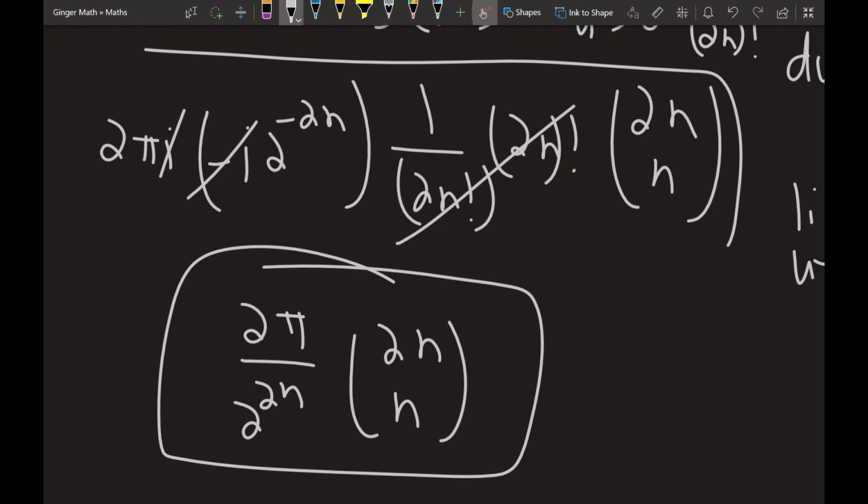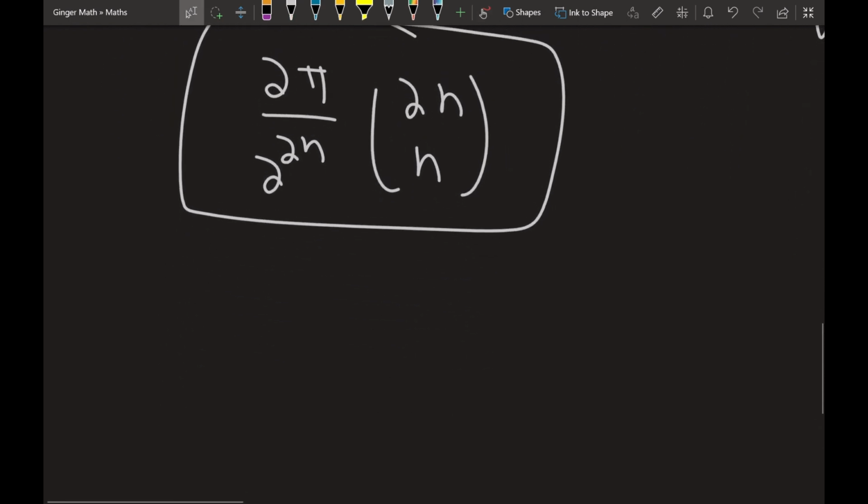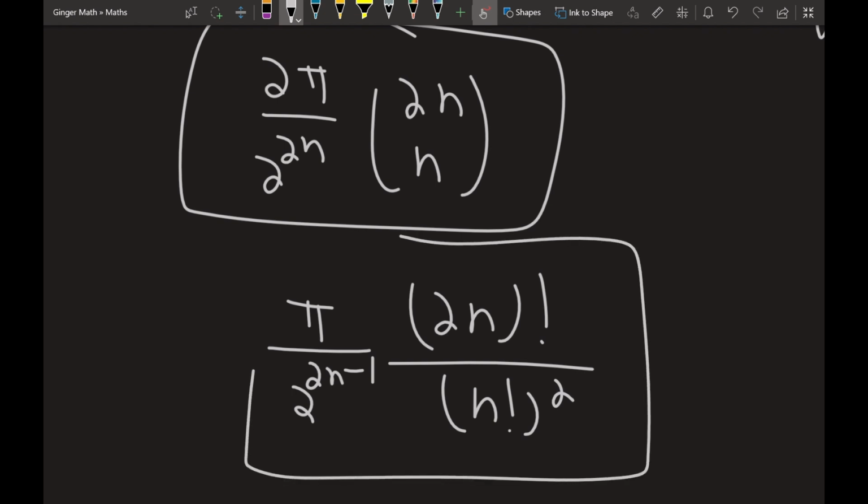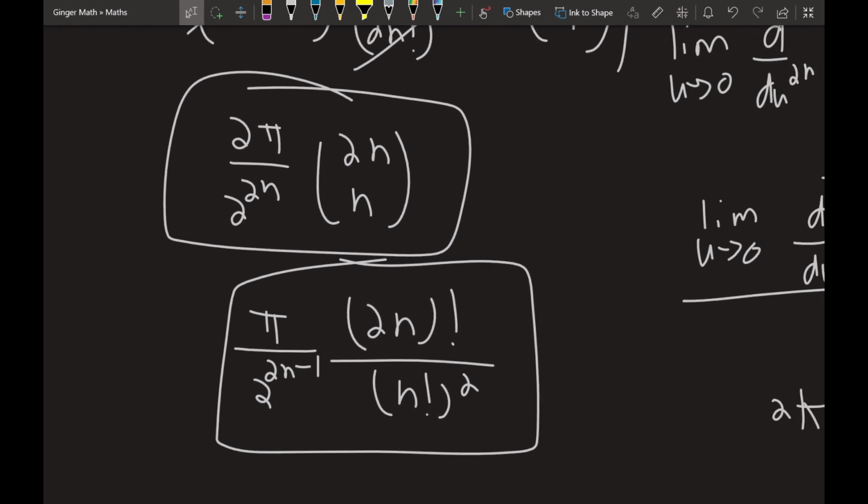We can also express this in terms of factorials if you really want to. You could say that this is pi divided by 2n minus 1, times 2n factorial divided by n factorial squared. This is another way you could express it. Both are the same, but depending on which one you like, they're both kind of cool.